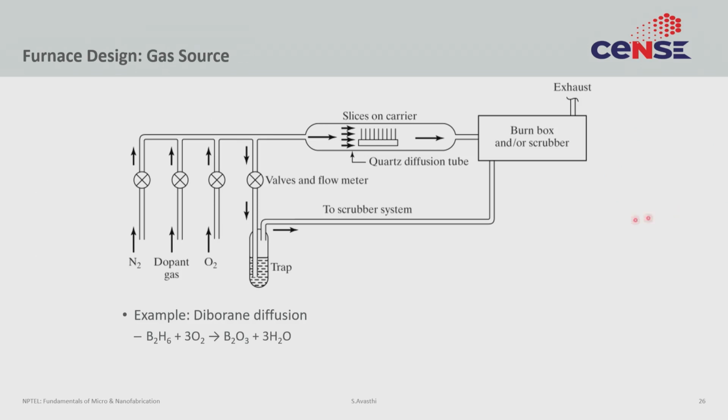Much cleaner but a little more hazardous is to use gas sources, where for example, if you have diborane and you react with oxygen, you form boron oxide, and everything here is vapor phase. The boron oxide gets deposited on top of your wafer, and you get your doping. Once again, you need a burn box or a scrubber to clean all the things that you do not want to dump outside into the atmosphere.